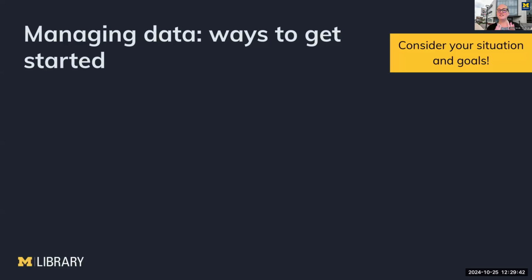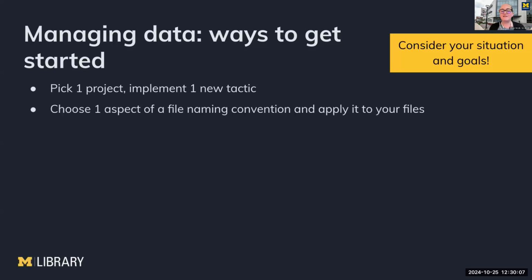So I recommend just taking small steps. And here are just a few ways that you can get started. If you're involved in a lot of research projects, just pick one project and implement one of those tactics that we talked about today. So maybe you could get the files a little more organized into appropriate folders, or you could just set up a simple README file for your project. You could choose just one aspect of a file naming convention, such as that standard date format, and apply it to your files for one project. You don't even have to commit to a full file naming convention, just one part, right?